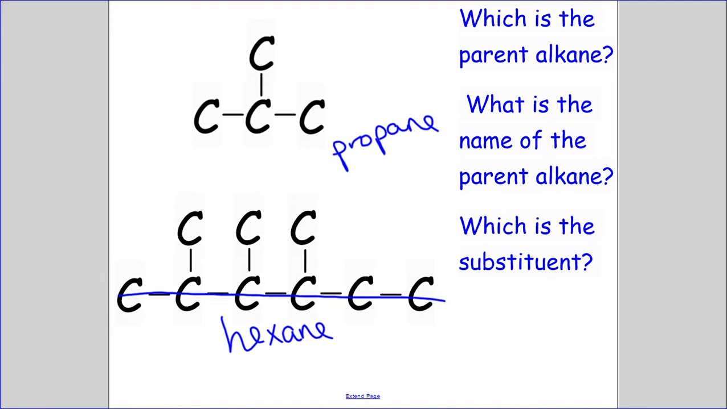And I've also got a couple of branches here, which are the substituents. So my substituent here, there's actually more than one. All 3 of them are branches coming off of that parent chain. And so the next question becomes, well, how do we go through and name those?